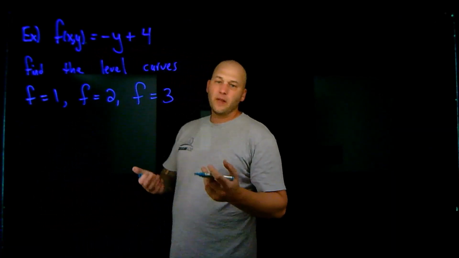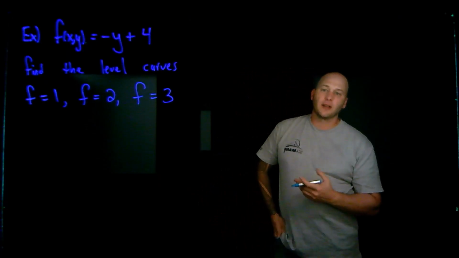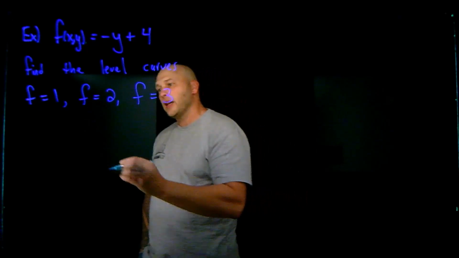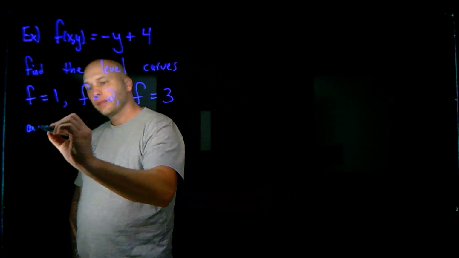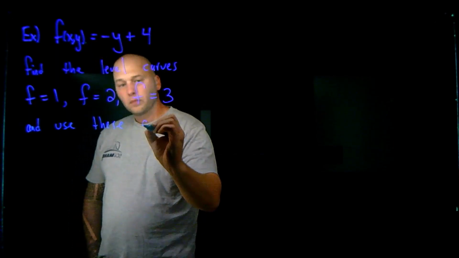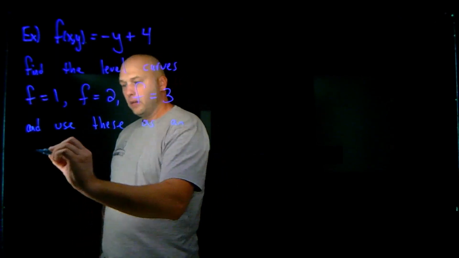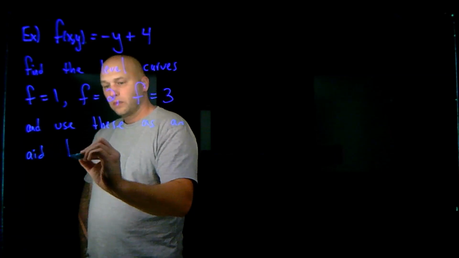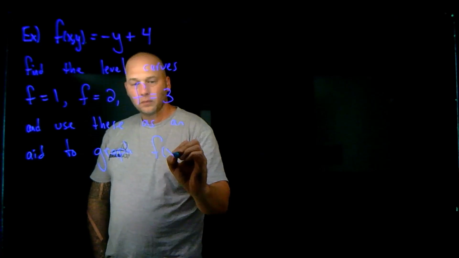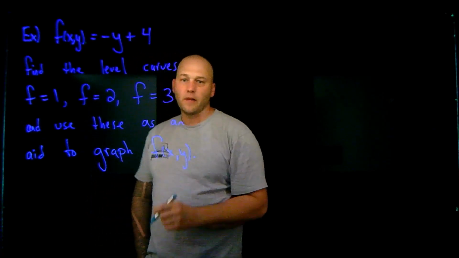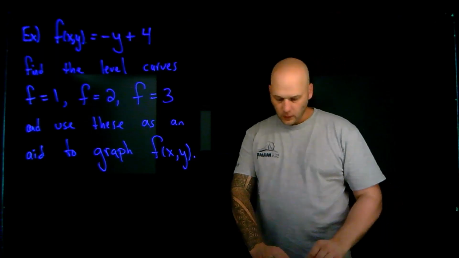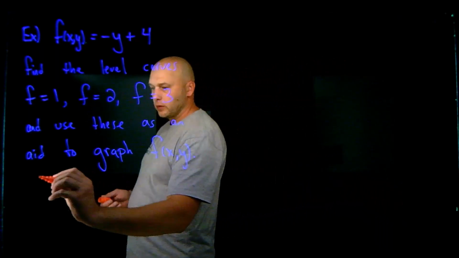And then from there, what we'll do is we can kind of get a general idea of what the rest of them are. So find those level curves and use them as an aid to graph f of x, y. All right, let's go ahead and see how this is done. So, solution.